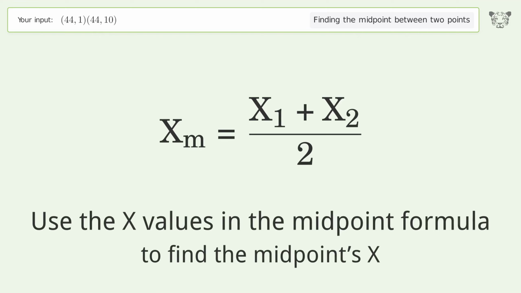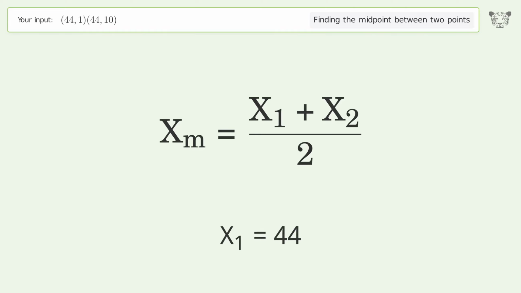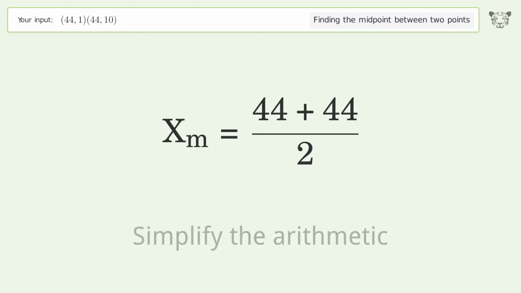Use the x values in the midpoint formula to find the midpoints x. x1 equals 44. x2 equals 44. Simplify the arithmetic.